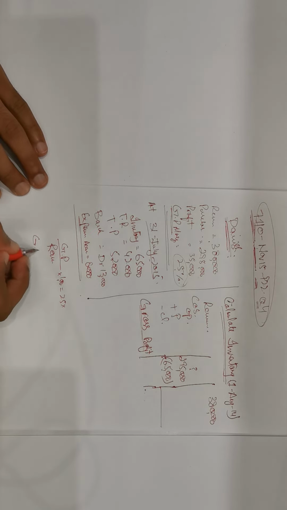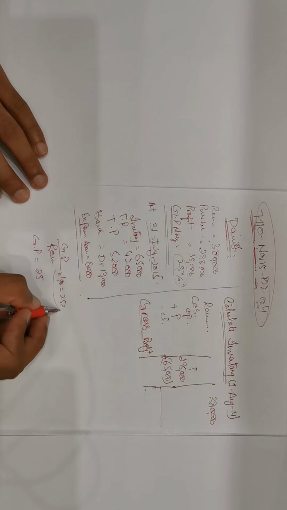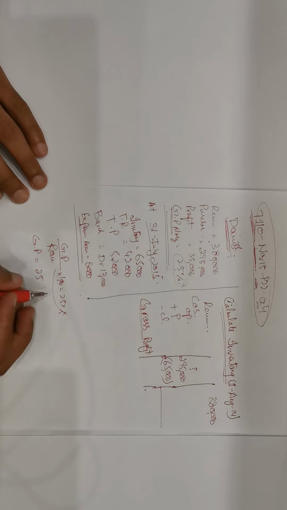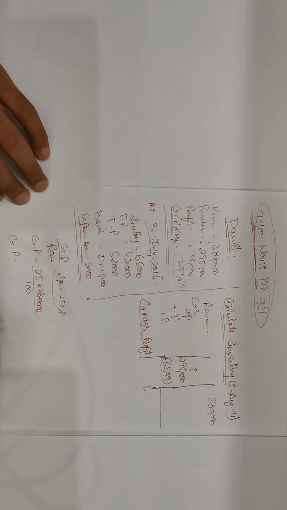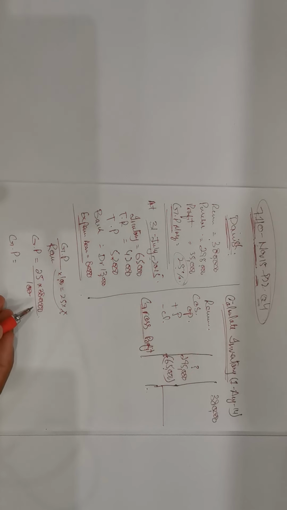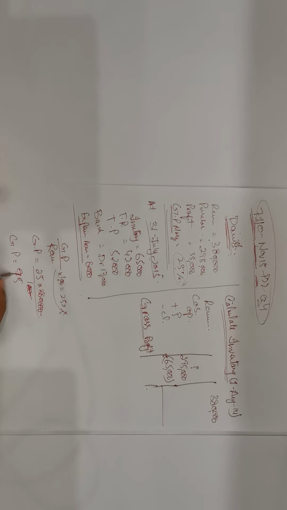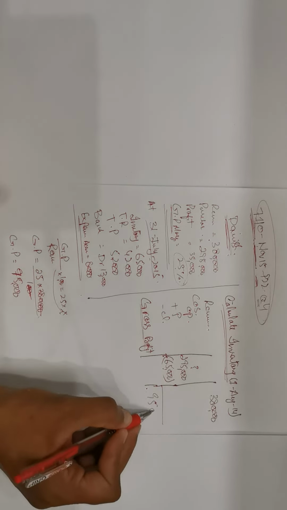What I'm going to do is rearrange. GP equals to 25. Revenue was 3,80,000. This is being divided over here. When I take it over there, it will be multiplied into 3,80,000 over 100. Now I'm simply going to solve this, and I need to calculate GP. I'm going to cut it, solve it, and the gross profit would be $95,000. Now gross profit is $95,000.